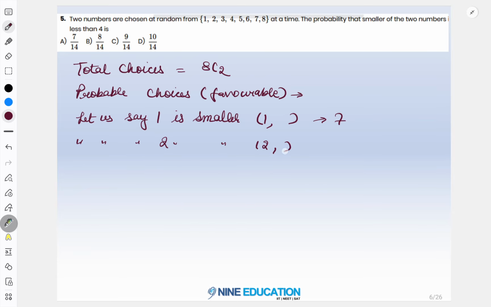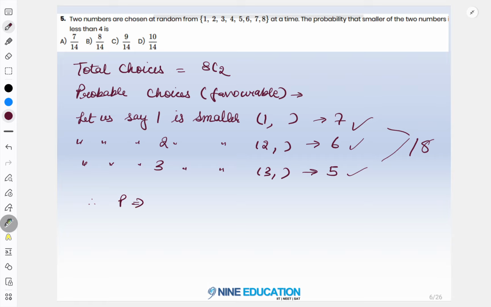If 2 is smaller, then how many numbers we can choose here? 6. Let us say 3 is smaller. If 3 is smaller, then how many numbers we can choose here? 4, 5, 6, 7, 8, 5 numbers. And 4 of course we cannot take because they are saying the smaller should be less than 4. So total choices are 7 plus 6 plus 5 makes it 18.